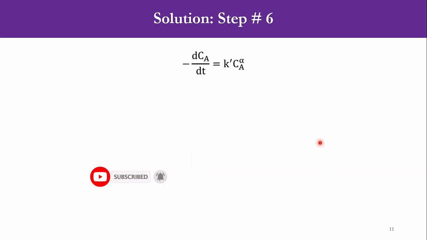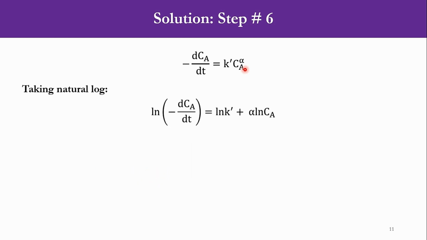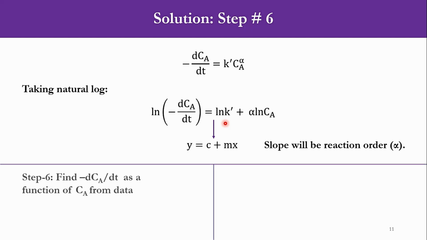So going to step 6, we have again written that equation. We have to simply take the natural log, and accordingly we get natural log of minus dC over dt is equal to natural log of K prime plus alpha natural log of Ca. Now that corresponds to y is equal to c plus mx, where m is alpha, x is natural log of Ca, y is natural log of minus dC over dt, and c will be natural log of K prime. And we have to use the differential method to find out the value of alpha and K prime, and from K prime we can determine the value of K. And we will be using the numerical method in the next lecture.